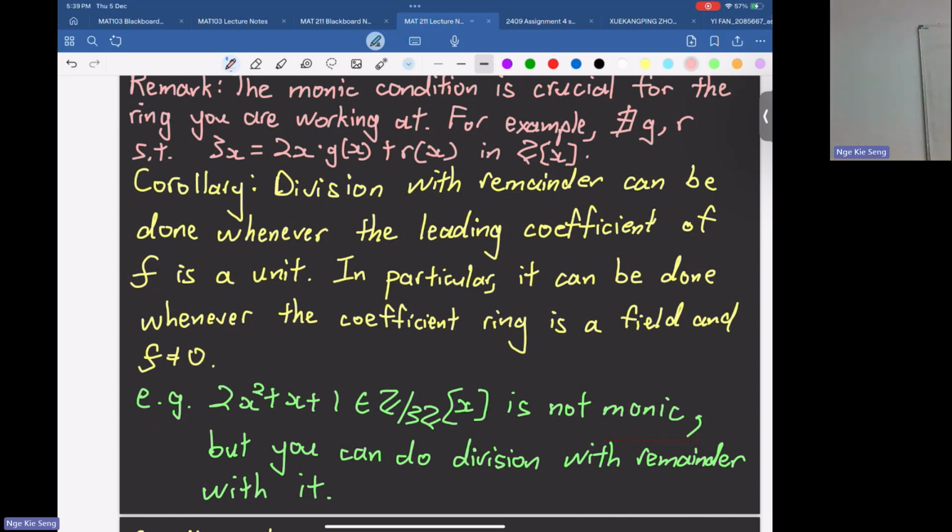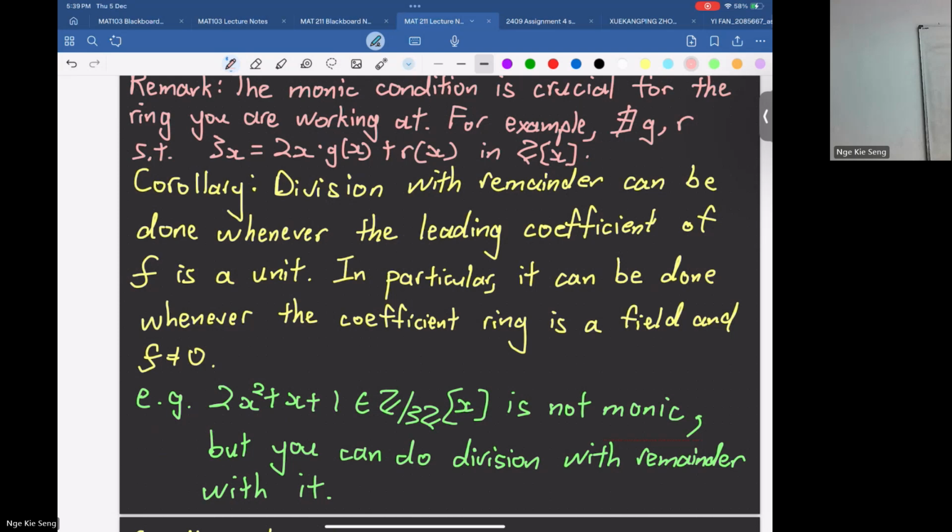But in this case, I give another example. You see this element here is not monic in Z mod 3Z. But I still can do division with remainder. Give me the reason why. This is not monic, right? The leading coefficient is 2, not 1. But I claim that I still can do division with remainder in Z mod 3Z[x]. Is it because it's a field?